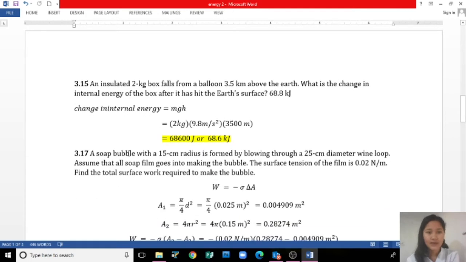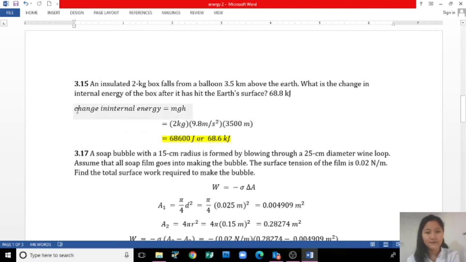Next, an insulated 2 kilogram box falls from a balloon 3.5 kilometers above the Earth. What is the change in the internal energy of the box after it has hit the Earth's surface?